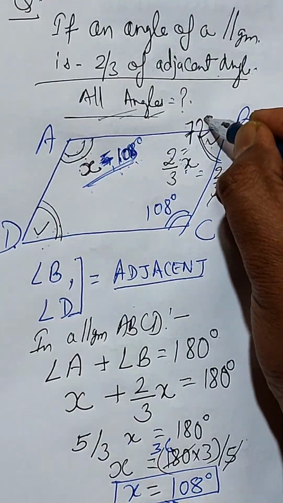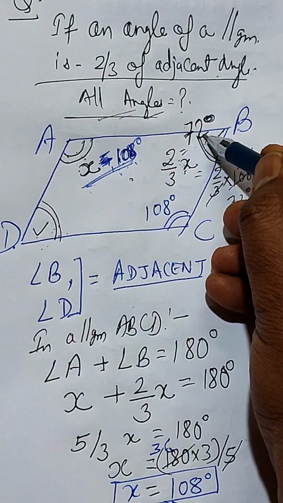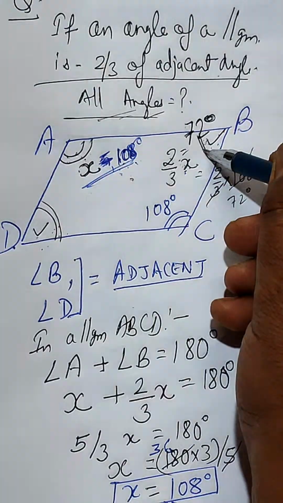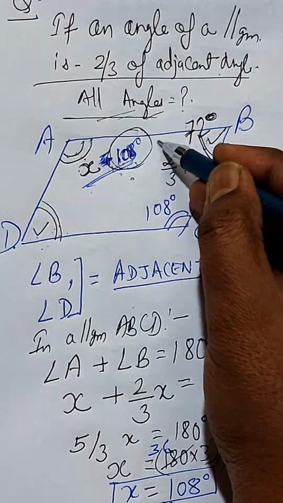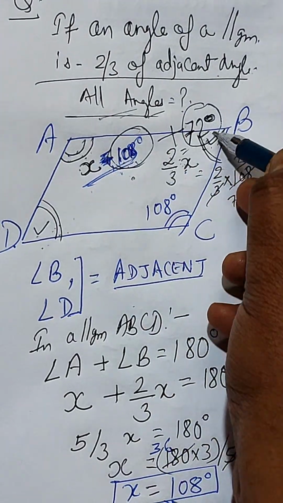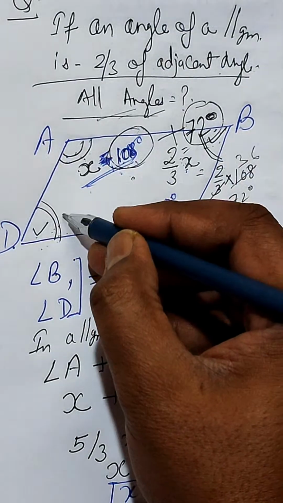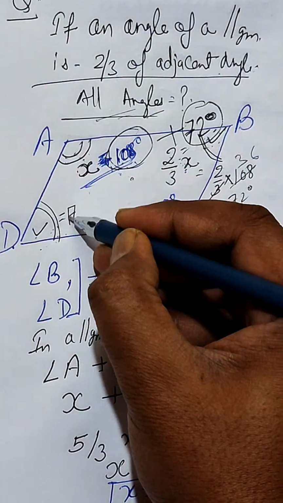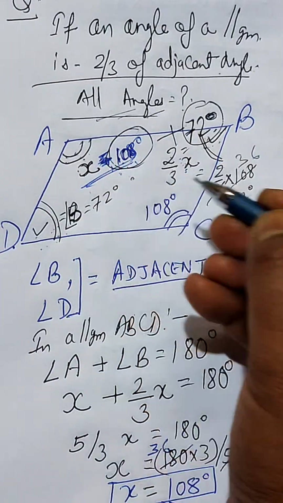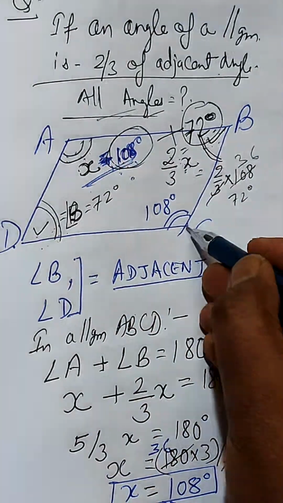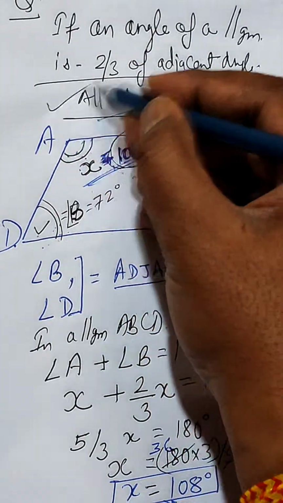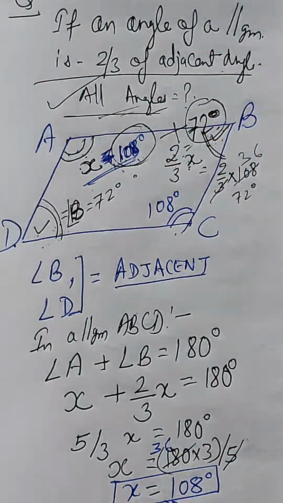And you can cross verify it, because 108 plus 72 is equal to 180 degrees. So the sum of co-interior angles of a parallelogram is 180 degrees, which you get by adding 108 with this angle 72, right? Since the opposite angles are equal, angle B is 72, so angle D is also equal to 72 degrees. Similarly, angle C is equal to angle A. In this way all four angles of the parallelogram are calculated.